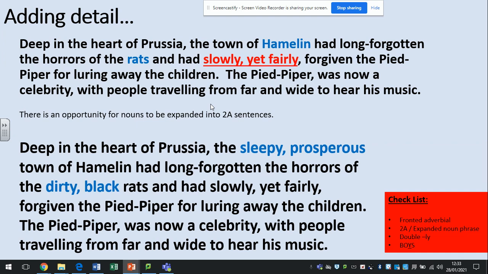So thus far in our checklist, we've included a fronted adverbial, we've got 2A sentences, we've got double ly, and we've got boys. So we've now got 4 sentence types. I could also add on to this that we are correctly punctuating it as we are going along.